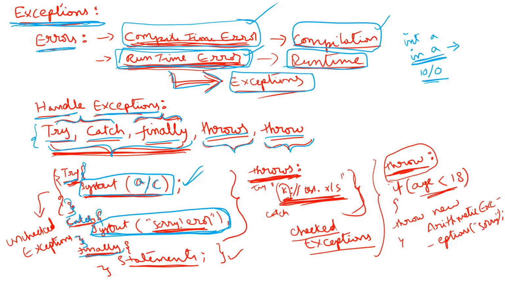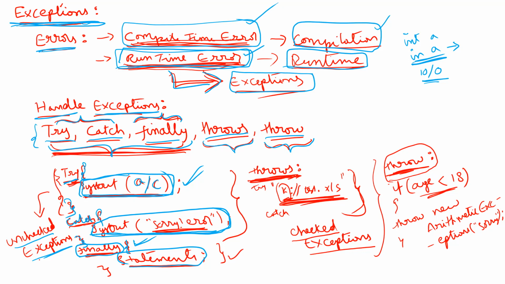Finally, we can have a finally block also. Finally and a set of statements. So this finally block executes whether the piece of code in the try catch blocks produces an exception or not. It just executes. This finally block can be used for closing database connections or for closing files, etc. So this is how we can catch exceptions using try catch block. And what are the exceptions that we catch using try catch block? They are called unchecked exceptions.